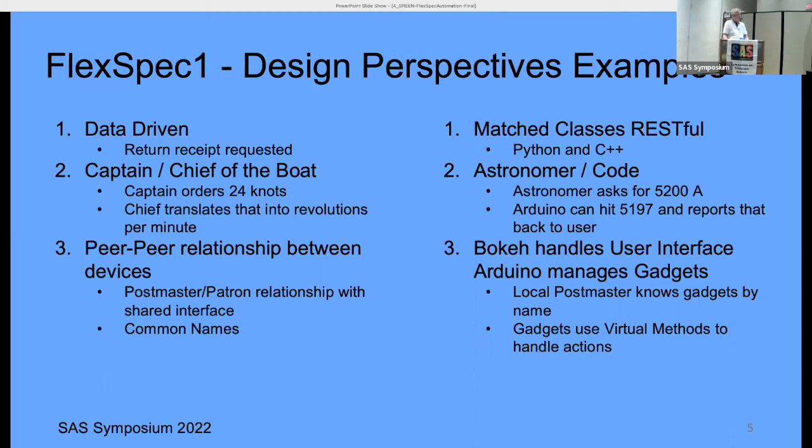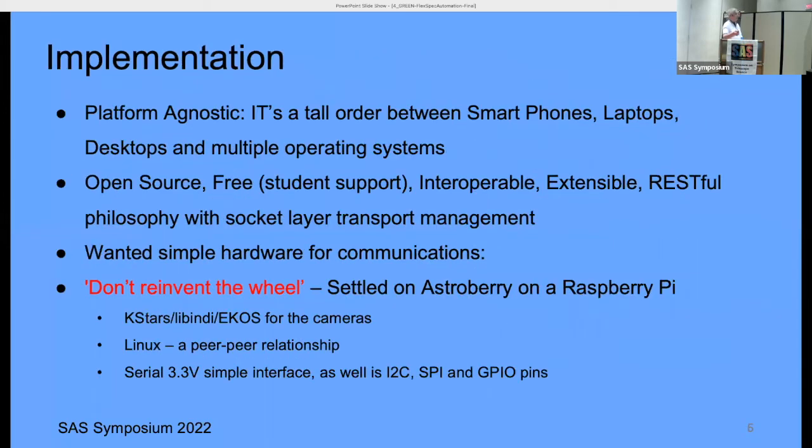And in our case, what we do is we have this idea of a mirrored class system. Well, that sounds kind of inappropriate in this day and age. Up, wrong way, okay. So the implementation here is we're platform agnostic.